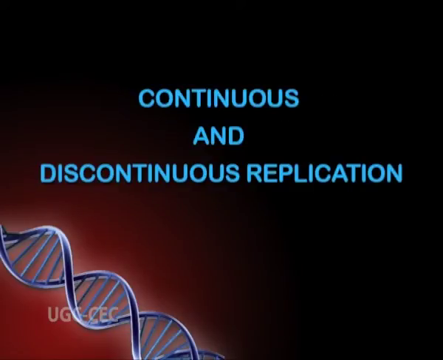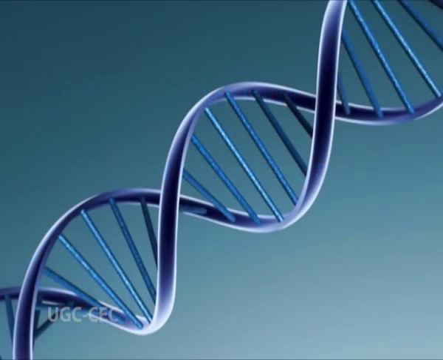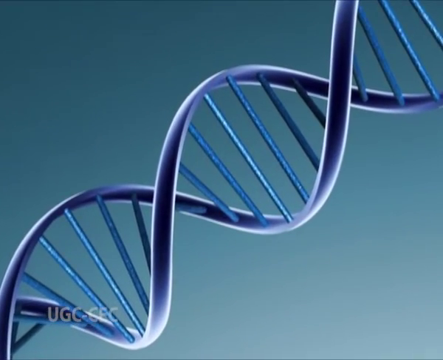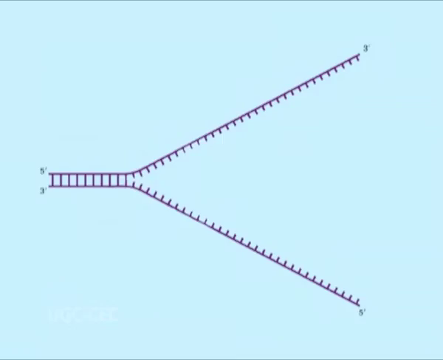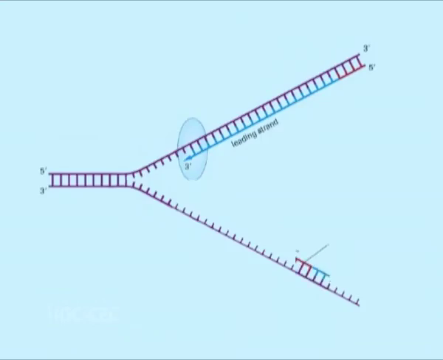Continuous and discontinuous replication. Generally, all the DNA polymerase enzymes are able to synthesize DNA in the 5' to 3' direction only. One strand of the parent double helix which can be copied in a continuous manner from the 5' end is called the leading strand. Replication of the other strand starting from the 3' end presents some problems, as DNA polymerase enzyme cannot catalyze the addition of nucleotides to the 5' end of the growing chain. This problem is solved by synthesizing this strand as a series of small fragments.